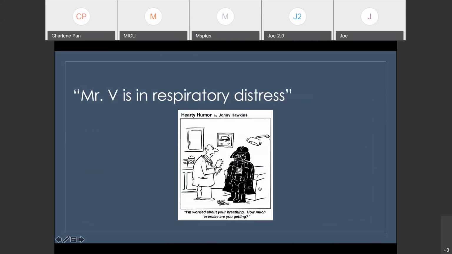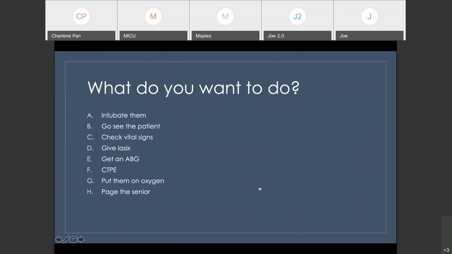Mr. B is in respiratory distress. What do you want to do? For respiratory distress, you have to go and see the patient, just like with hypertension. And yes, you will check the vitals again to see what the pulse ox is and what the blood pressure is. And I usually just call the senior at this point.